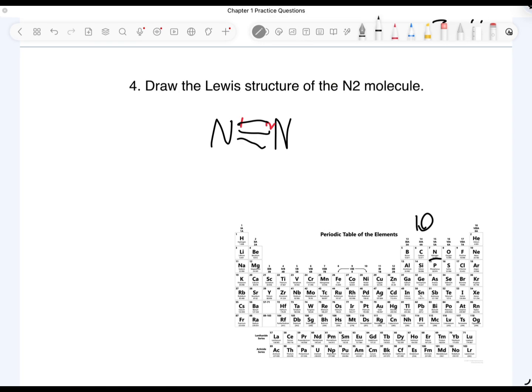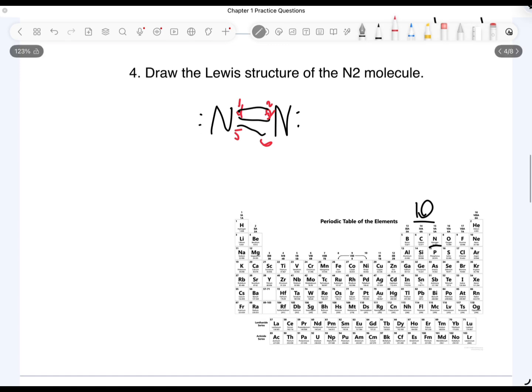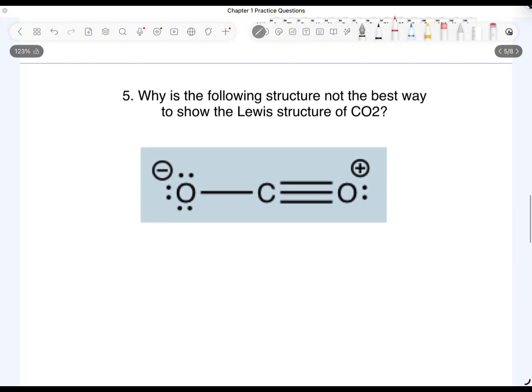Now, as I said earlier, we have 10 valence electrons to work with, and if we count 1, 2, 3, 4, 5, 6, they only use 6 of them. So we have to add 2 lone pairs over here, using up all 10 of our valence electrons. And each nitrogen has 8 electrons in its octet, so it's happy, right? Yeah, let's move on to question number 5.